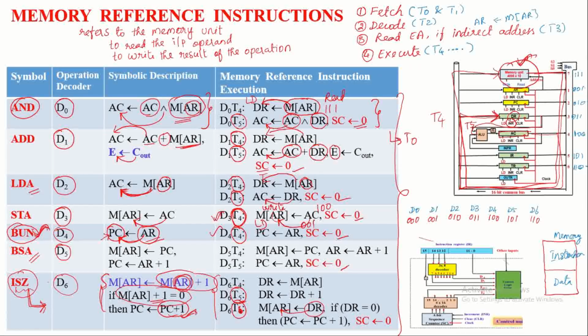If that value is equal to 0, then the program counter value is incremented. At the end of the instruction execution, the sequence counter value needs to be cleared. This is how the 7 different operations of the memory reference instructions are executed.